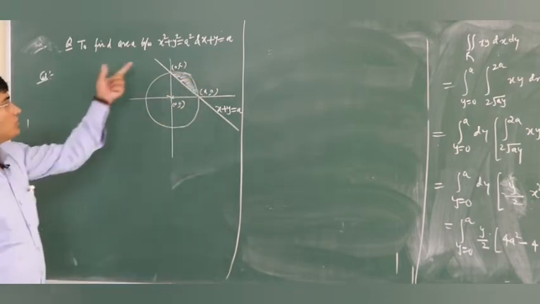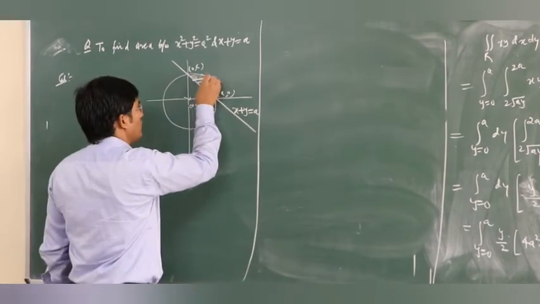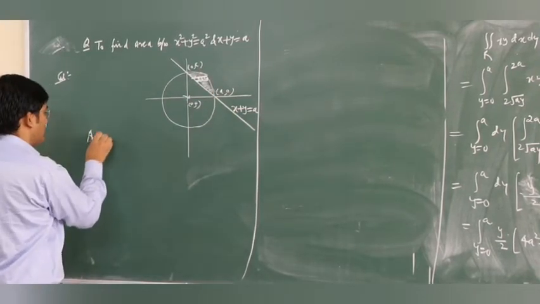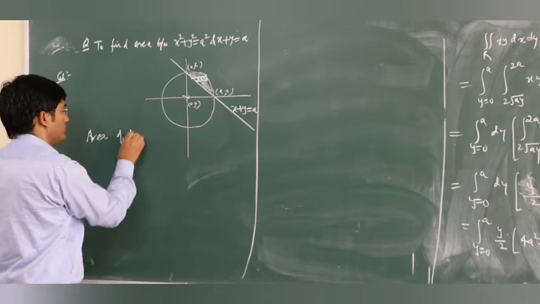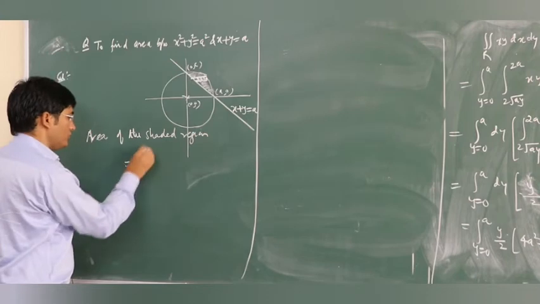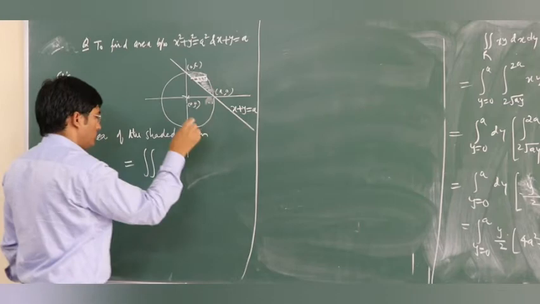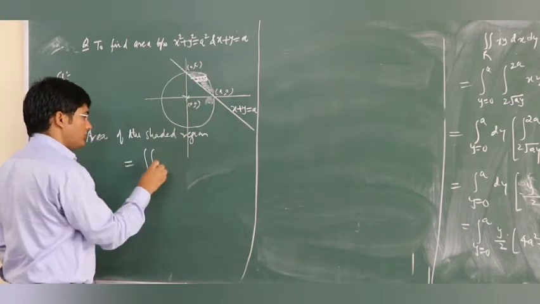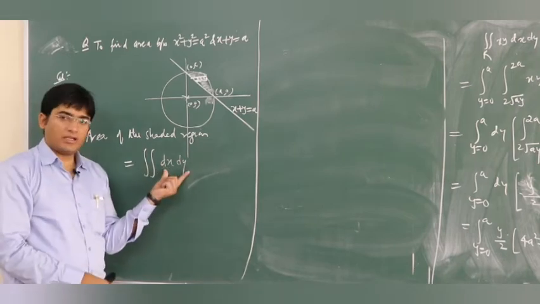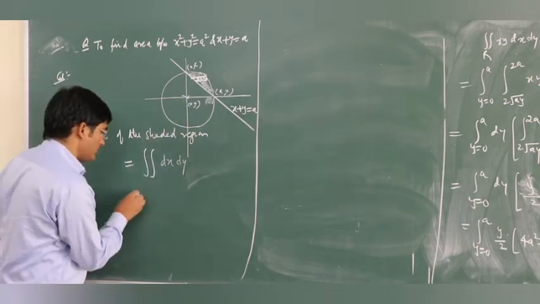So the area between these two curves is this shaded region, and for that let us take the horizontal strip. So the area of the shaded region is equal to the double integral over the region, which will be just dx dy. This double integral dx dy will represent the area of the shaded region. And now let us find out the limits.